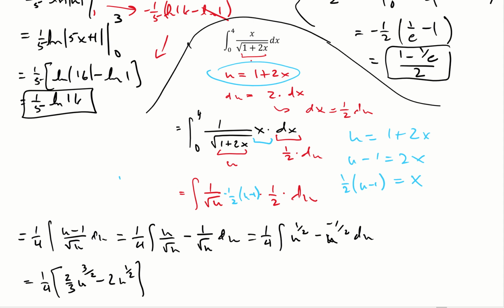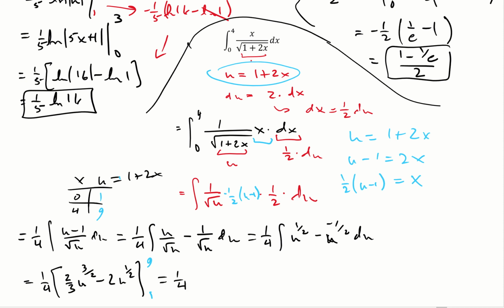Yes, we can put x back, but what I'm going to do instead is use that little change of variable. u is equal to 1 plus 2x. The limits of integration for x are 0 to 4. The limits for u: 1 plus 2 times 0 is 1. 1 plus 2 times 4 is 9. So 1 to 9, I'm going to switch the u limits also. Yeah, it's a thing. And let's see what we get.